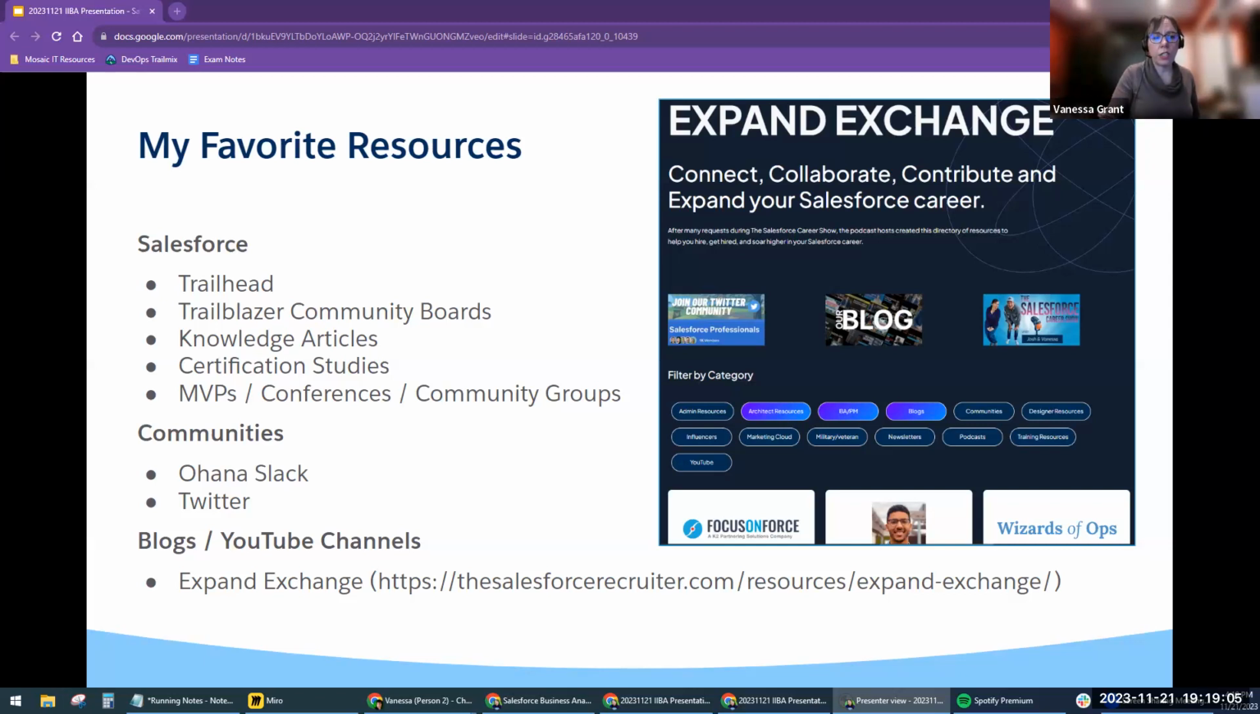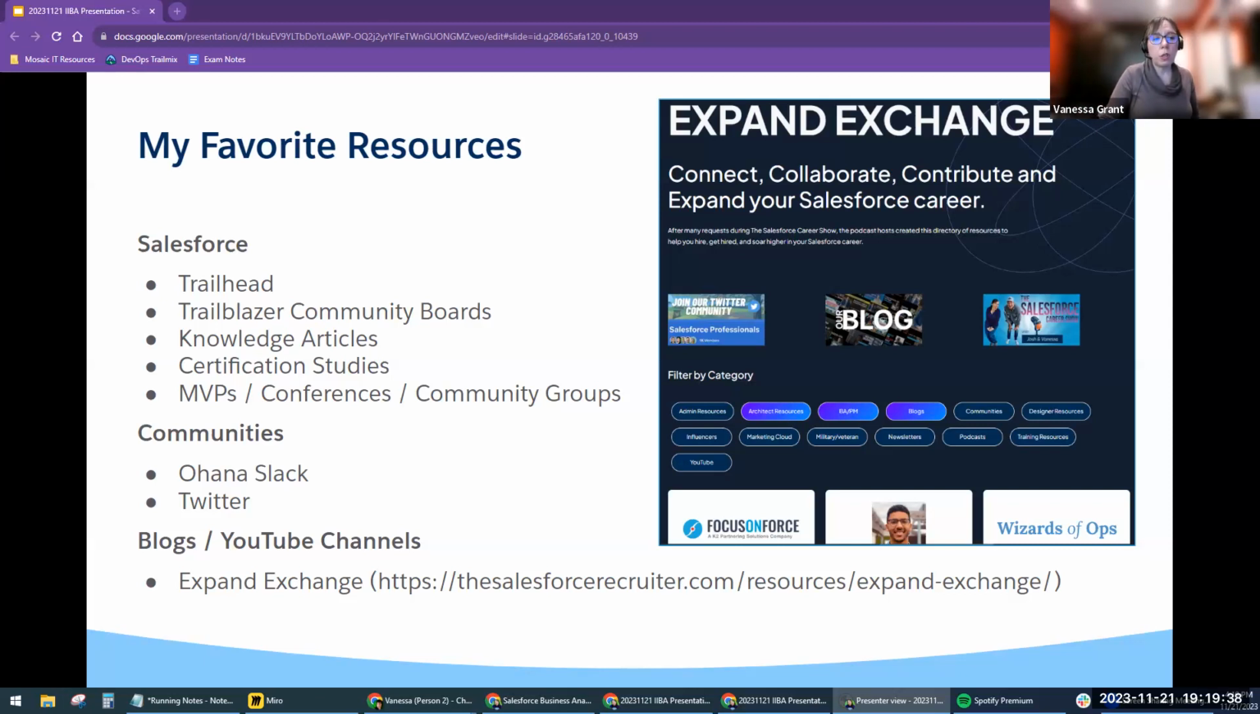There's, of course, the certification studies, which will help you. And then also reaching out to the community. Salesforce is known for having a very, very robust community. So reaching out to Salesforce MVPs, which are most valuable professionals, going to Salesforce conferences or local community groups, people are super friendly. And there's even an MVP directory where you can filter people by specialty. I've just sent LinkedIn messages to MVPs before asking them stupid Salesforce questions, and they're usually really nice about it.